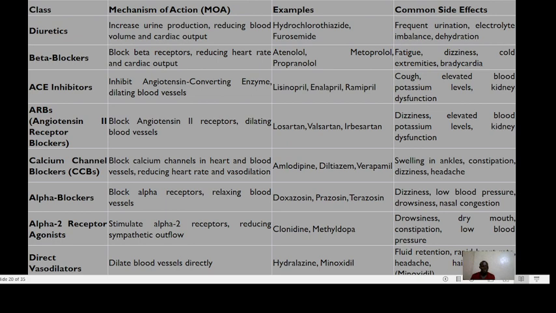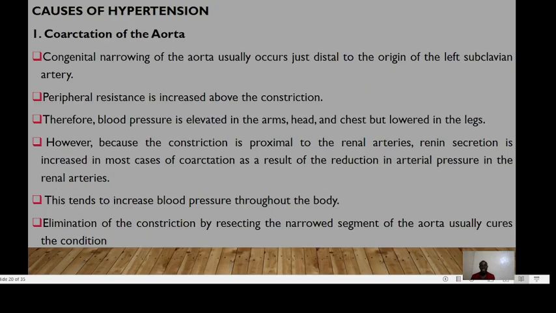Lastly, we have the direct vasodilators. These dilate blood vessels directly, like hydralazine and minoxidil. Okay, and that's so good.